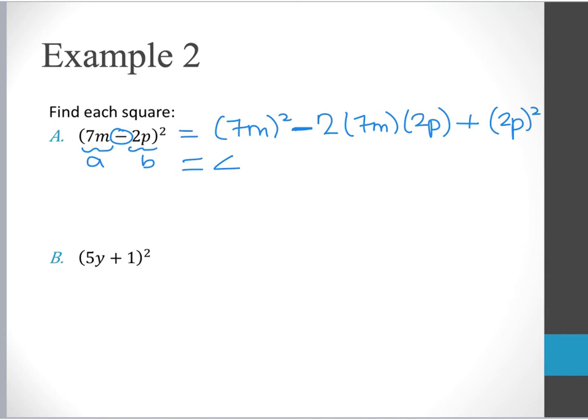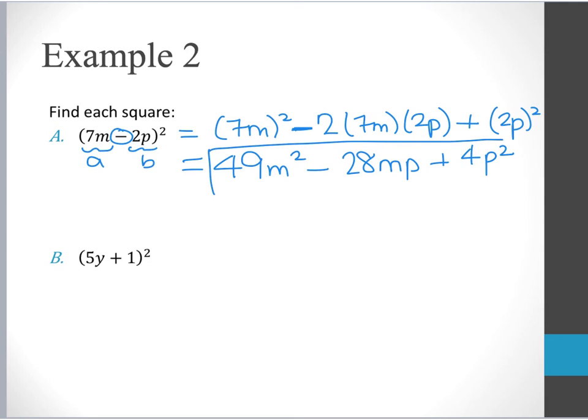7m squared will give me 49m squared minus 2 times 7 times 4 is 28, and then I have the variables m and p in the mix as well, plus 2p squared really becomes 4p squared. And this here is my final answer.